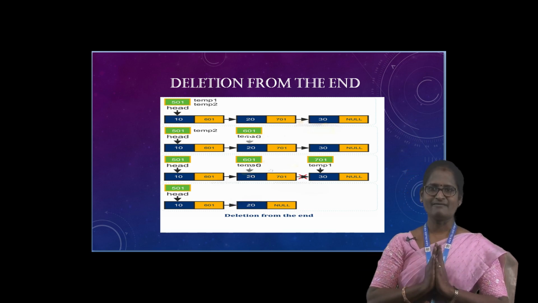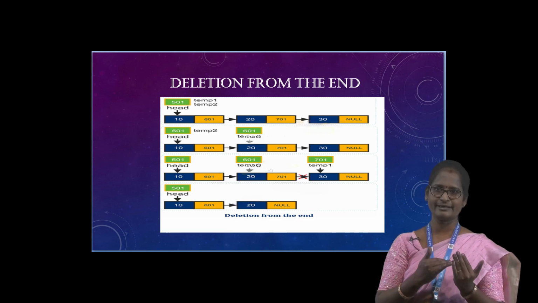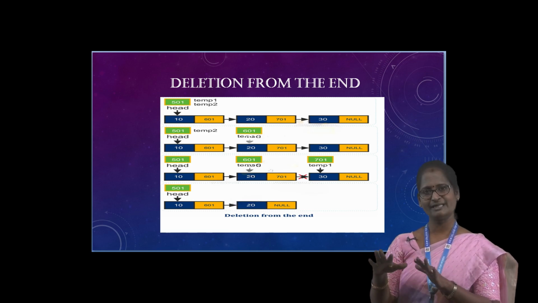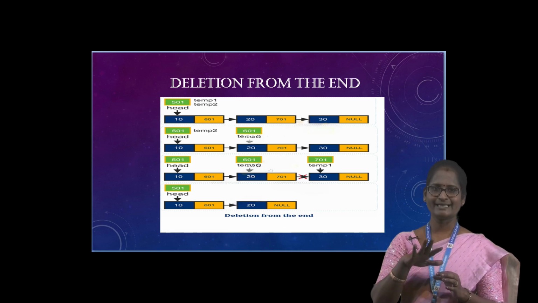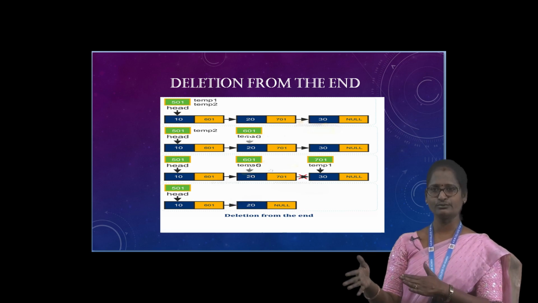Then traversal. How to traverse the linked list? Start from the head node, visit each node and perform the desired action. Move to the next node. It continues until reaching the node whose next pointer is null.